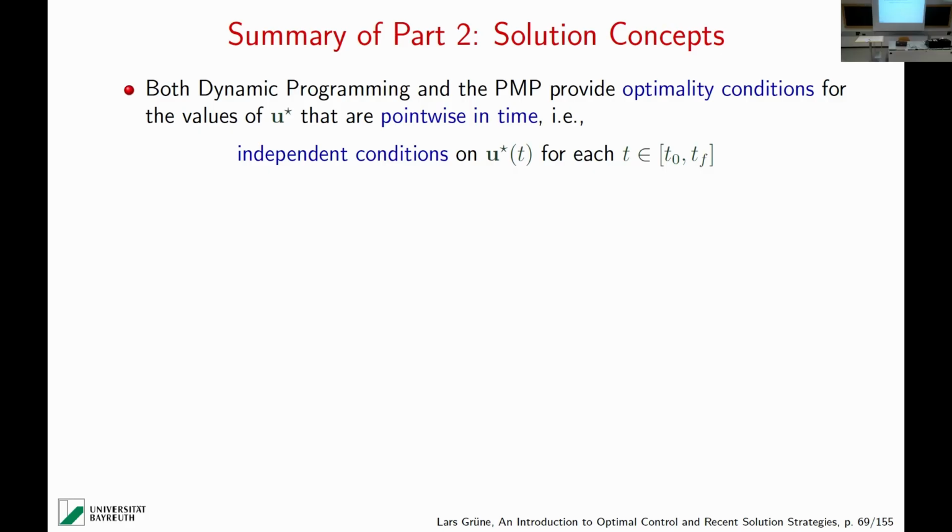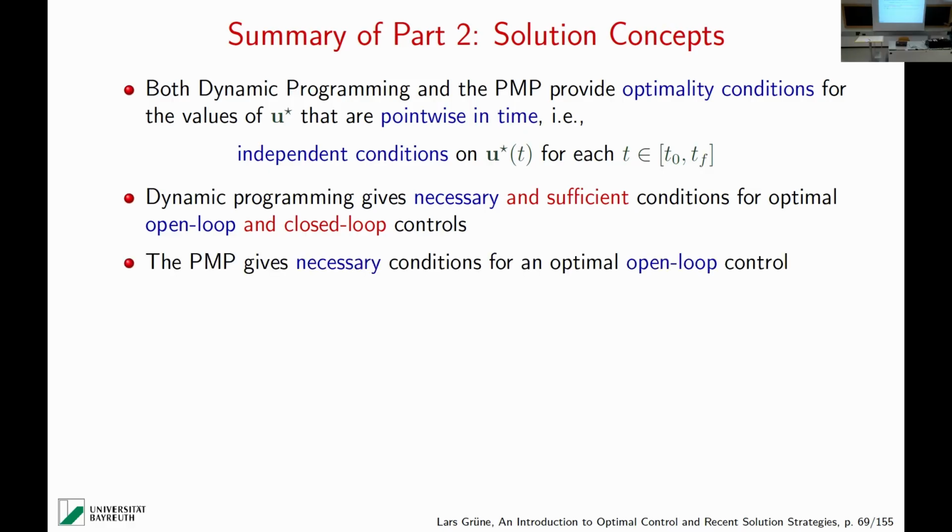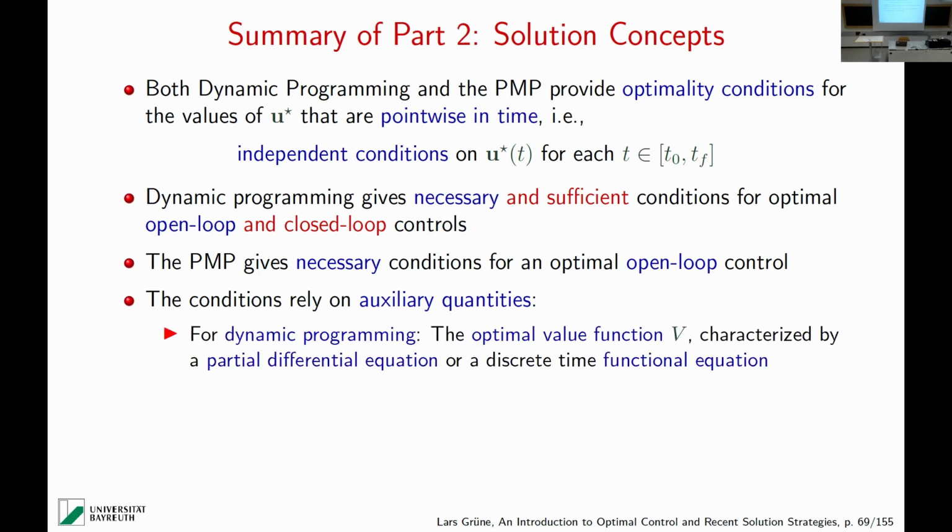But of course, you pay a price, right? You need auxiliary quantities. So first, let me go to this here. The difference: dynamic programming gives necessary and sufficient conditions for optimal solutions, and we can do open loop and closed loop, so we can get feedback. So that is always what distinguishes them, while the minimum principle gives only necessary conditions and only works for open loop controls. And this is what I said: the conditions rely on auxiliary quantities. So you need to do something before you can do this pointwise evaluation of U star.